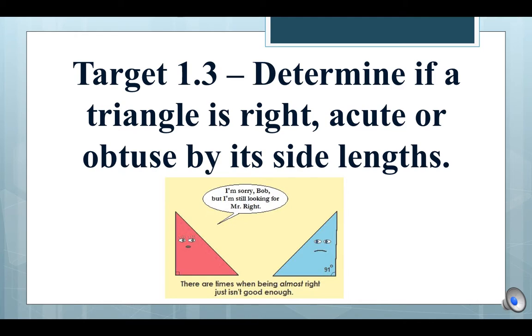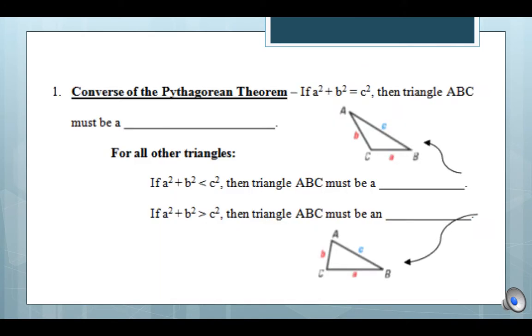Welcome, geometry students. Today we're going to be learning about target 1.3, which is to determine if a triangle is right, acute, or obtuse by its side lengths. If we look at this, we're going to be learning about the converse of the Pythagorean theorem. If you remember earlier in target 1.1, we learned about the Pythagorean theorem.